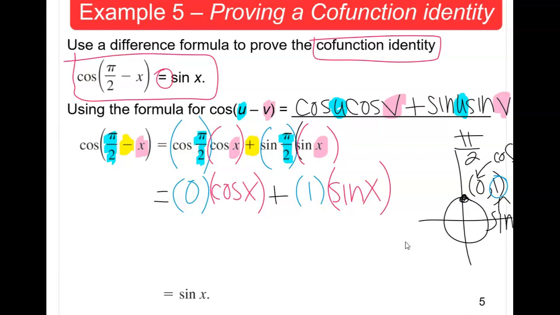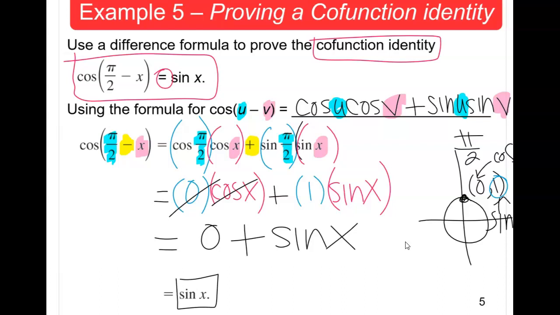If we carry out the multiplication, 0 times cosine x is just going to give us 0. And then 1 times sine x is going to be sine x. So 0 plus sine x is equal to sine x. Remember, once you start working on one side of the identity and you're able to make it look like the other side, that means that you have proved the identity. And so we're done with that.